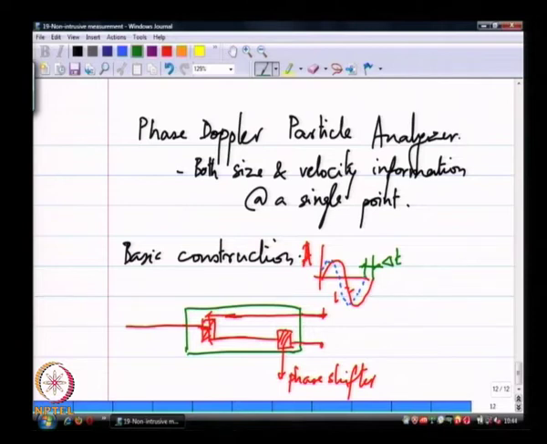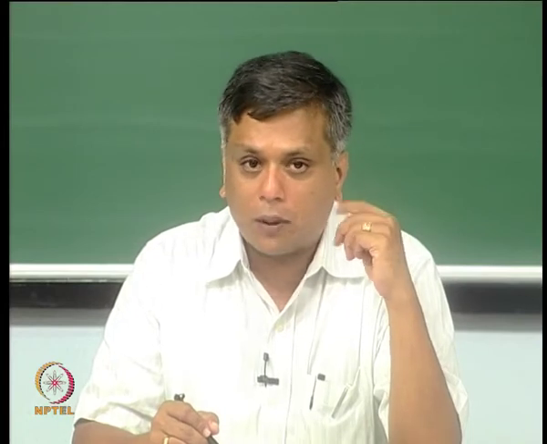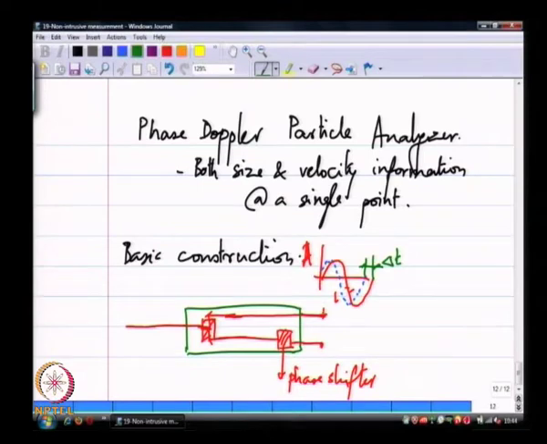So, the moment I take two light beams that are of the same wavelength and potentially even of the same intensity, we will come to that in just a moment, but one phase shifted in relation to the other, okay, you see some very interesting things. So, the next part of the construction is that there is a convex lens that you use to focus these beams down to a single point. This forms my measurement volume.